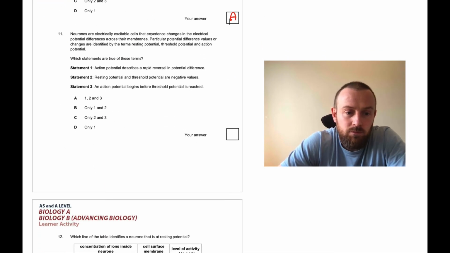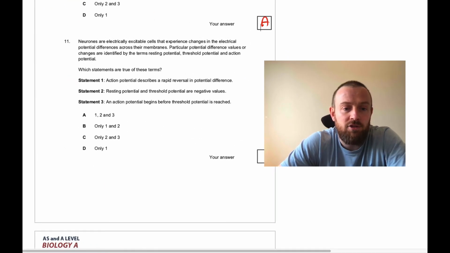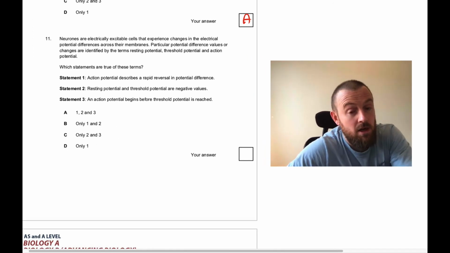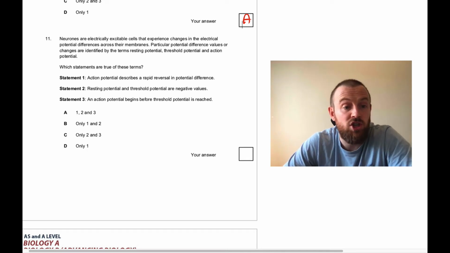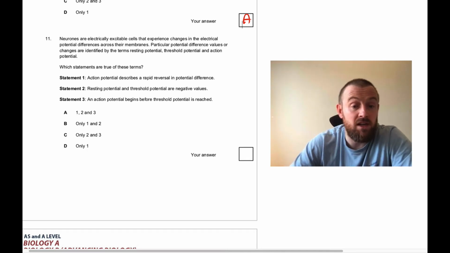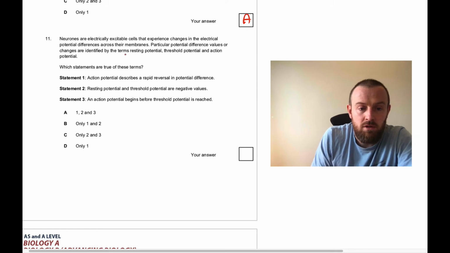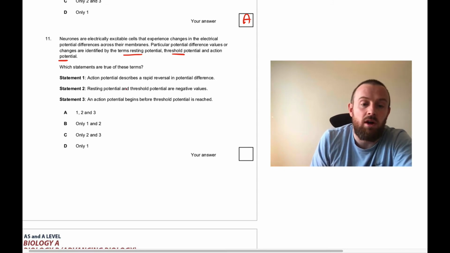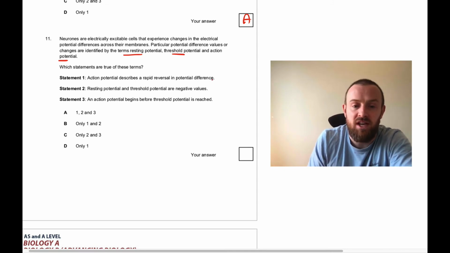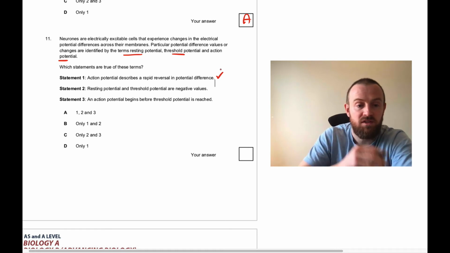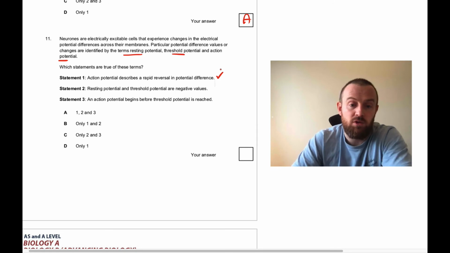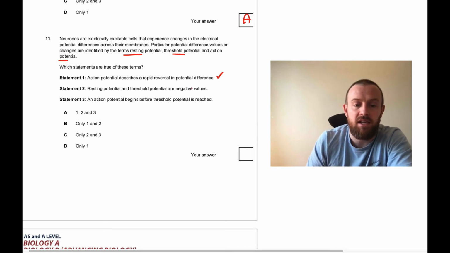Number 11. Neurons are electrically excitable cells that experience changes in the electrical potential difference across their membranes. Particular potential difference values or changes are identified by the terms resting potential, threshold potential, and action potential. Which statements are true of these? Action potential describes a rapid reversal in potential difference. Yes, that's true. So it quickly goes from negative to positive and then back again. Resting potential and threshold potential are both negative values. Yes, that's true.